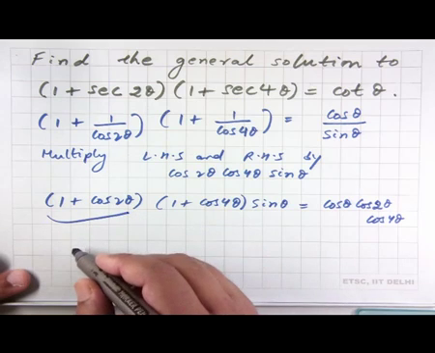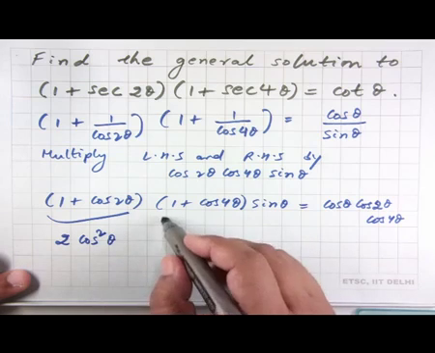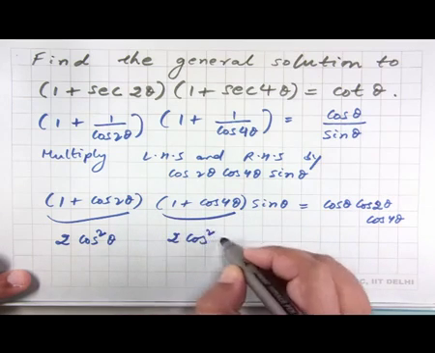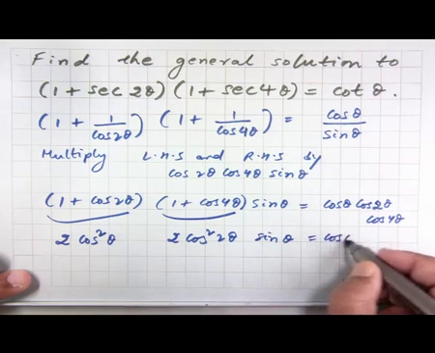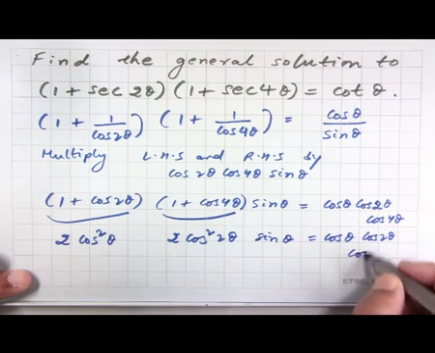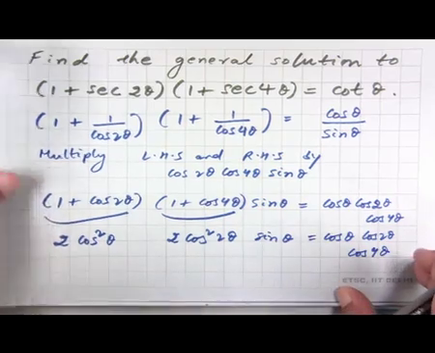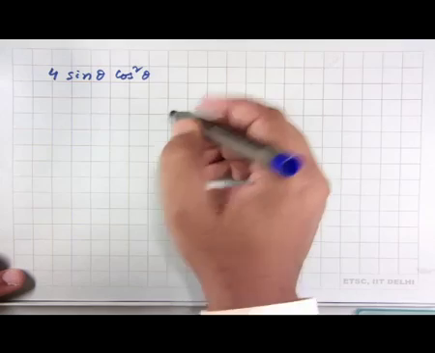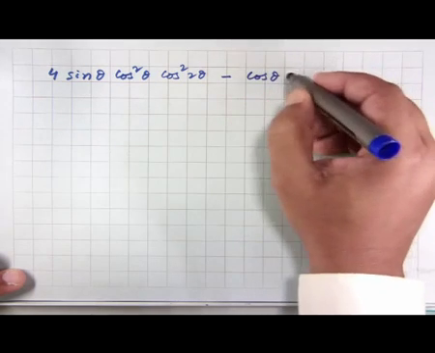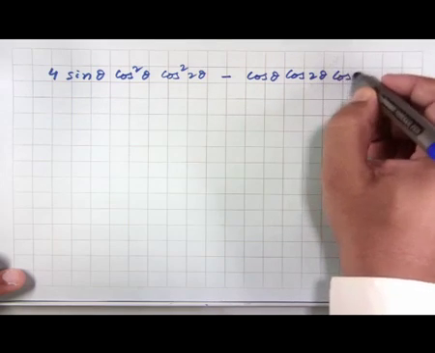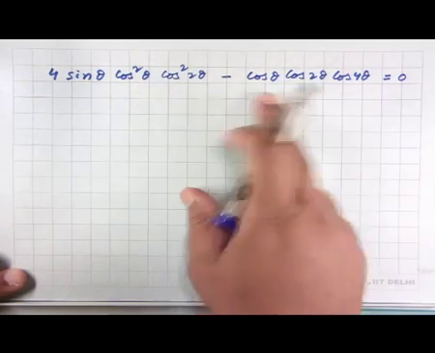This whole thing will be equal to 2 cos² θ, and this other expression will be equal to 2 cos² 2θ, so 2 cos² θ · 2 cos² 2θ · sin θ = cos θ cos 2θ cos 4θ. And then taking whatever is on the right hand side, bringing everything to the left hand side, we get zero. And we see that there are some common terms in both these terms, so we factor them out.